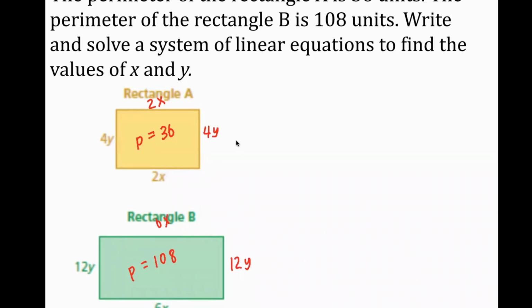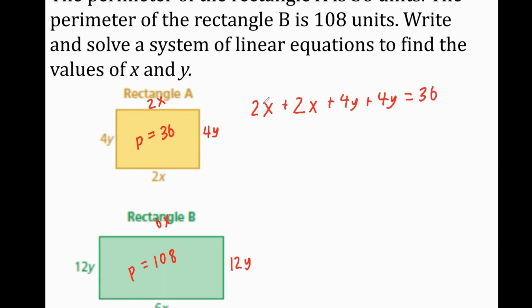Now we're trying to find the values of x and y, so let's go ahead and make a system of linear equations. The way you would format this is you would make one equation for the perimeter of rectangle A, and the other equation can be the perimeter of rectangle B. So for rectangle A, again, perimeter is the sum of all the sides. So we would have 2x plus 2x, and then plus 4y, and that would equal your perimeter, which we said was 36.